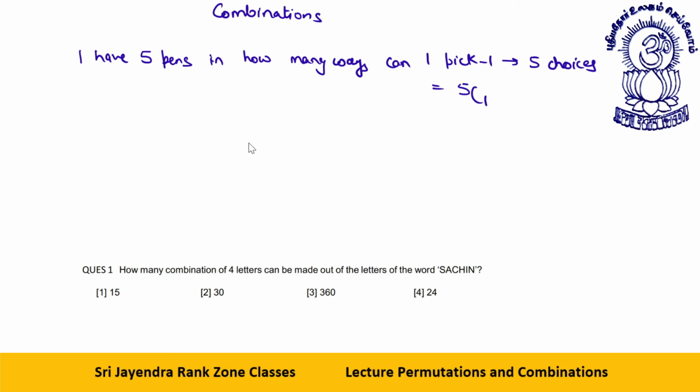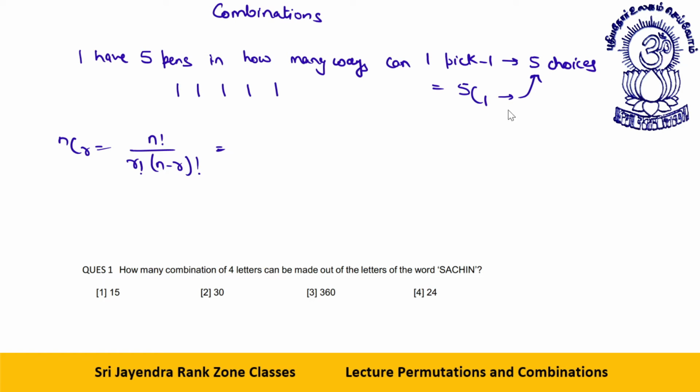And what is 5C1, dear students? What is nCr? nCr is n factorial divided by r factorial times n minus r factorial. Here I will show you. If you have to pick one thing out of 5, how many choices do you have? One, 2, 3, 4, 5. Either you pick this one or this one. So you have 5 choices. So 5C1 will be 5 choices.